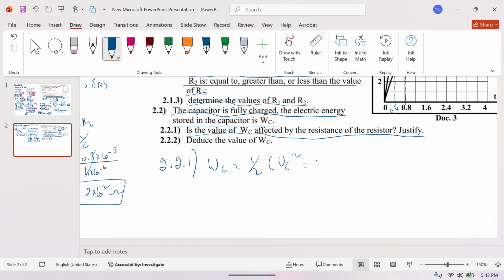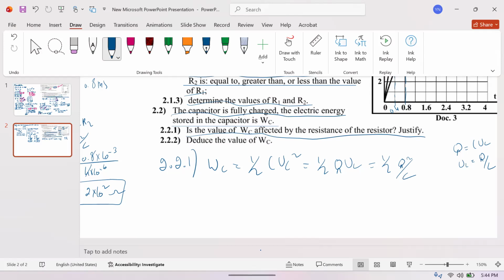Or it's half Q UC, or, replacing Q by C UC, half C UC squared, or replacing UC by Q over C, we get Q squared over 2C. So those three expressions are valid. None of them is related to the resistance.